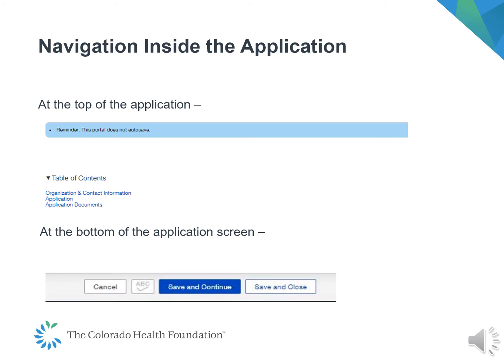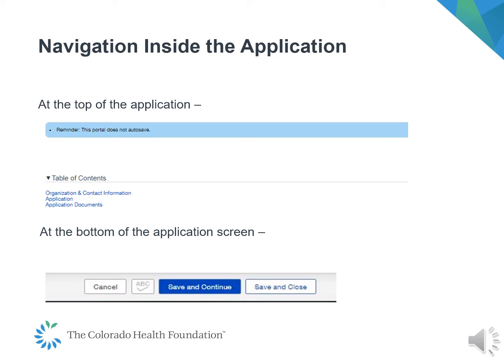Let's take a moment to discuss 2 important parts of navigating through the application. Towards the top of the application, you will see a table of contents, which provides you quick access to different sections within the application. At the bottom of your screen, you'll see options to cancel your application, save and continue your application, or save and close your application.